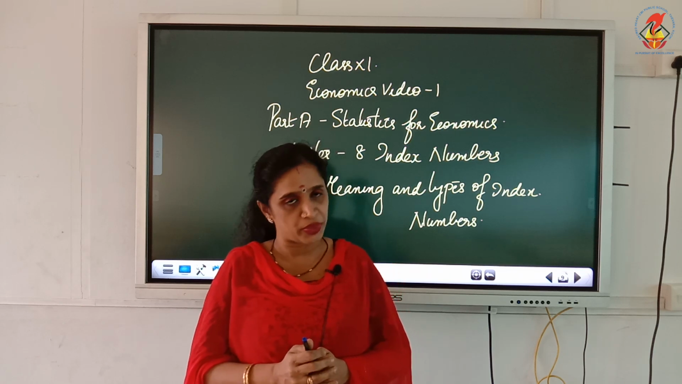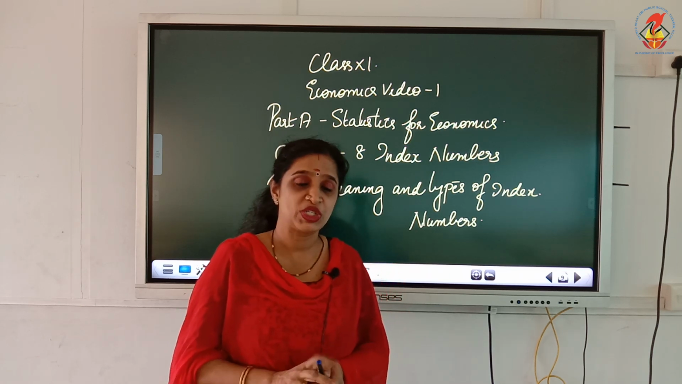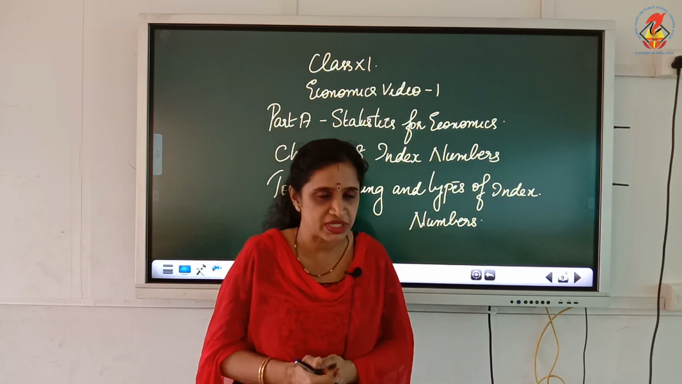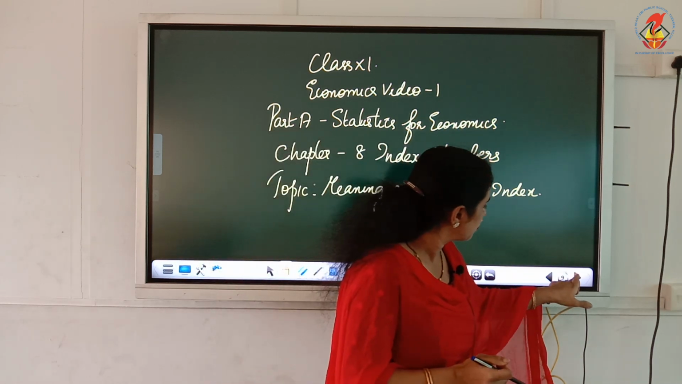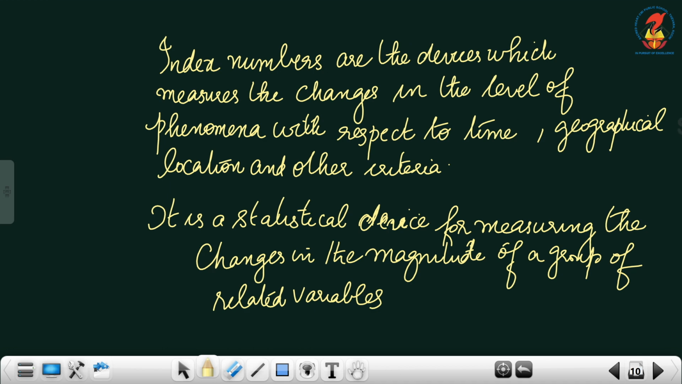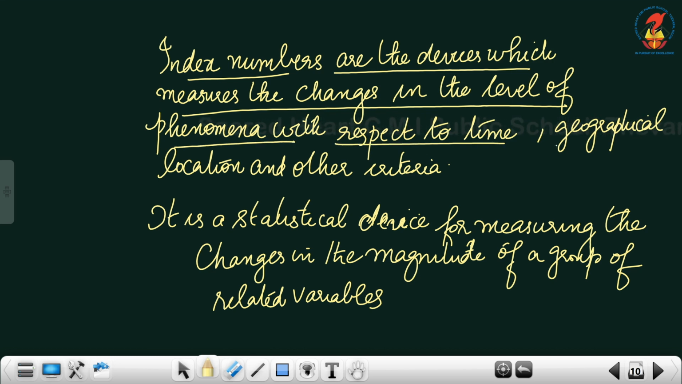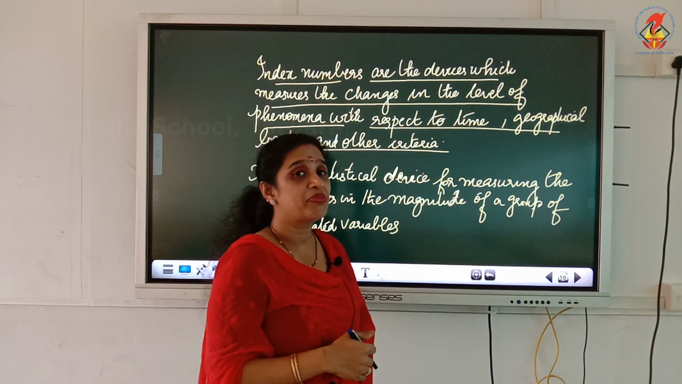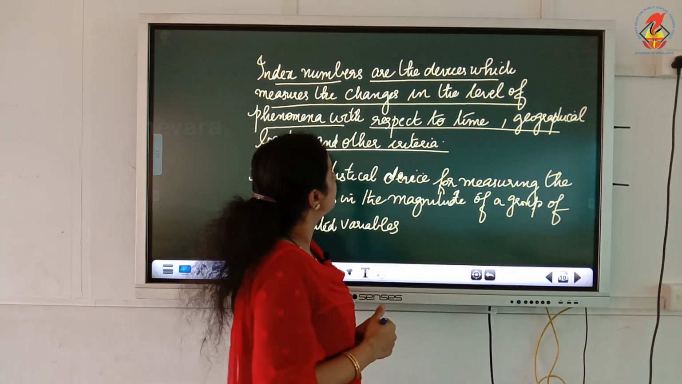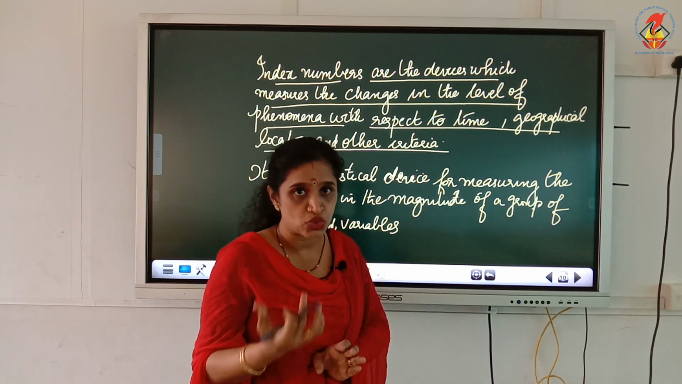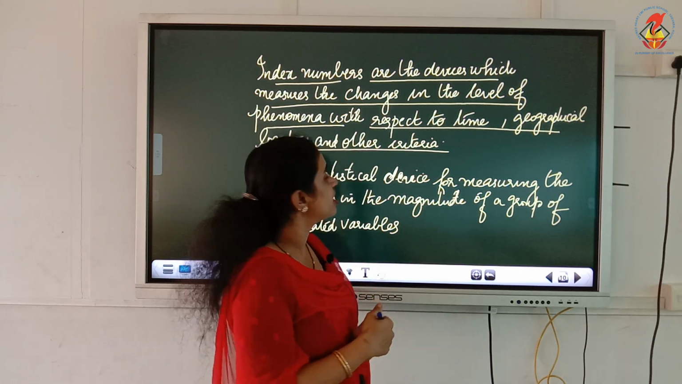Now, let us first start with the meaning of index numbers. What are these index numbers and what is their purpose in statistics? Index numbers are the devices which measure the changes in the level of phenomena with respect to time, geography, location and other criteria. So, they are those devices which measure the changes in the level of certain phenomena with respect to time, geographical location and other criteria.